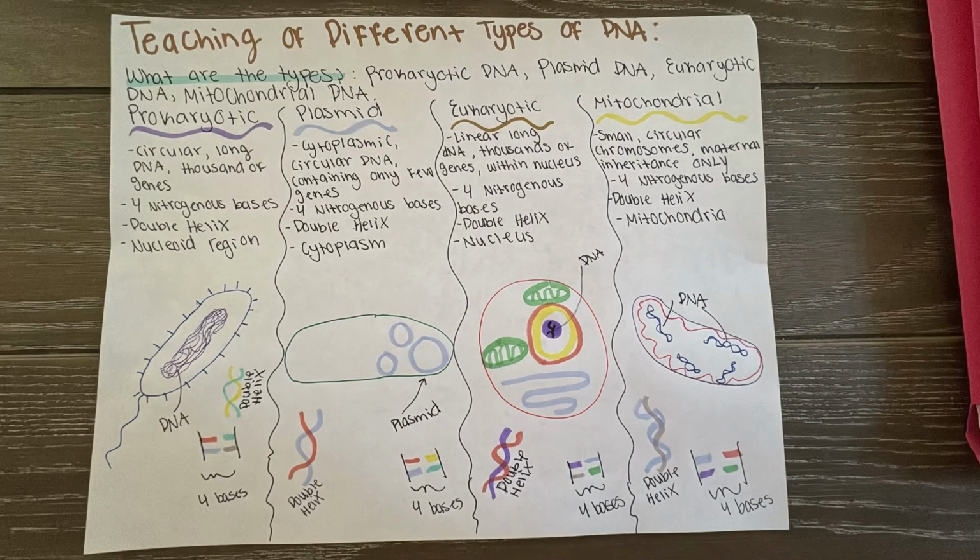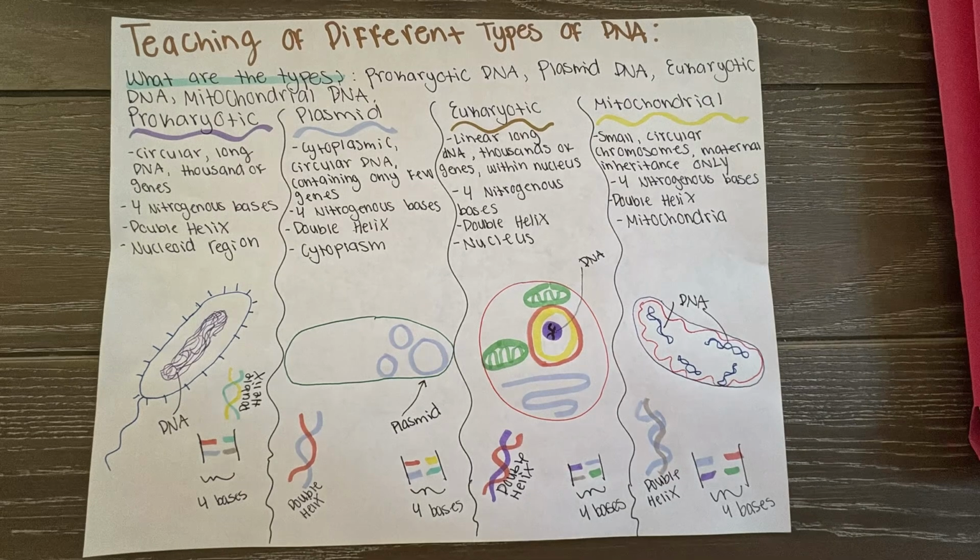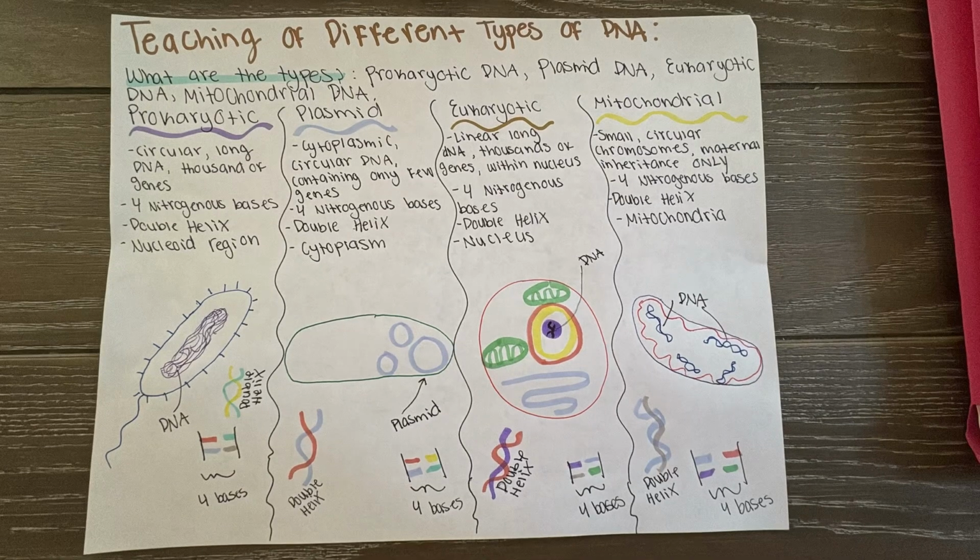The plasmid DNA is a cytoplasmic circular DNA containing only a few genes. It has 4 nitrogenous bases, a double helix, and is located in the cytoplasm. The eukaryotic DNA is linear, long DNA with thousands of genes. It is found within the nucleus. It has 4 nitrogenous bases, a double helix.